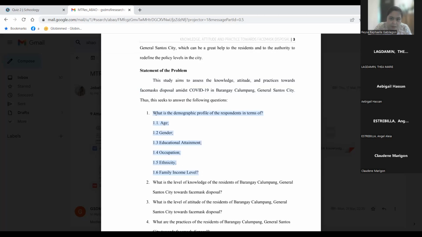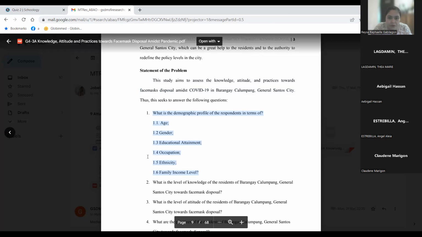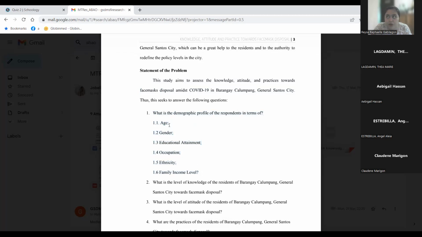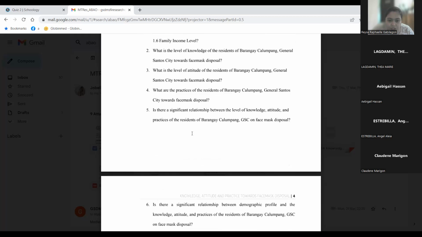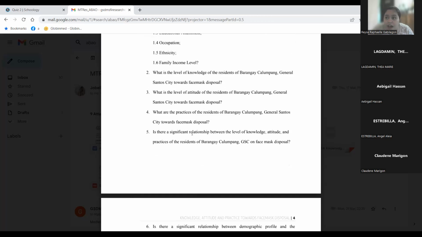So they started with the demographic profile. Unlike the previous example, we have 6 demographic profiles here, because their research needs them. They need to establish the age of their respondents, maybe some are young, some are old. And then we have gender, educational attainment, occupation, ethnicity, and family income level. And then they have many questions, no? They need to answer all 6 in their findings or results section. They itemize them, as I told you, you divide your general objective into specific questions.